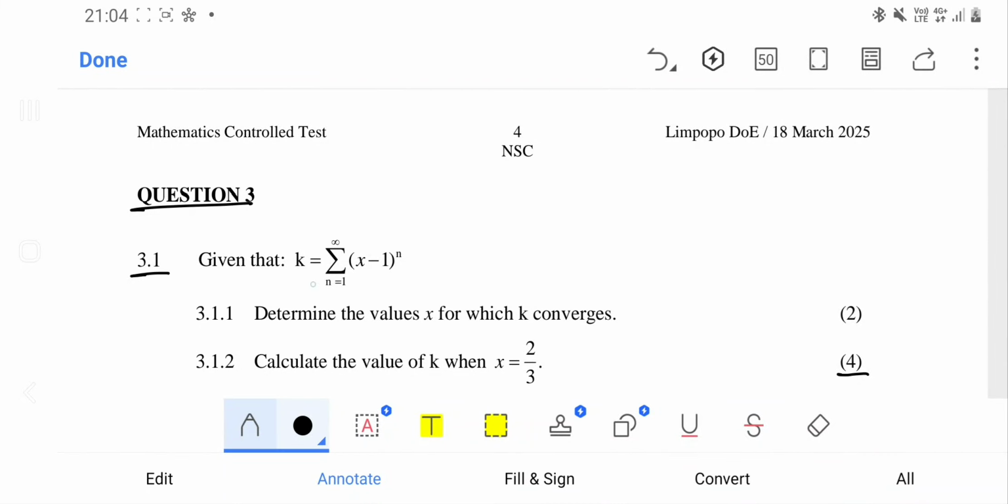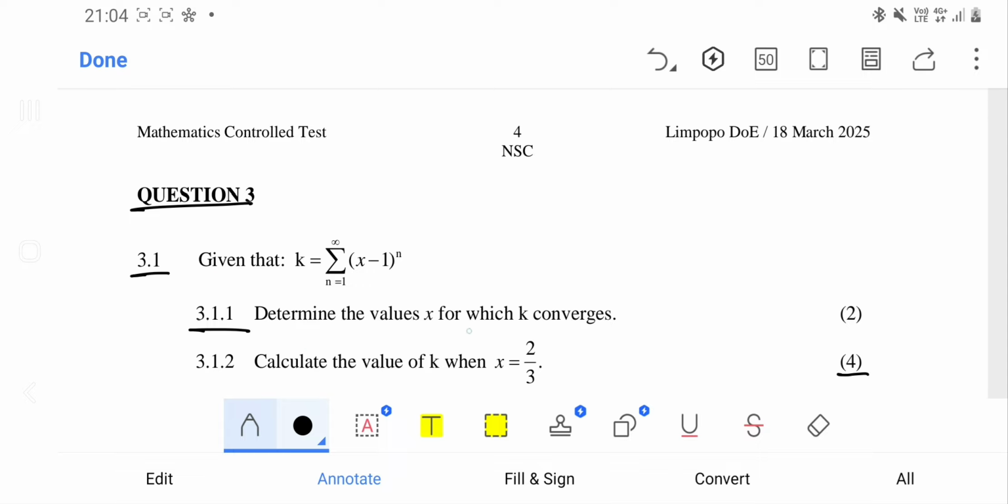3.1, given that k is equal to the sum to infinity of the given series beginning where n is equal to 1, right? So now 3.1.1, determine the values of x for which k converges.